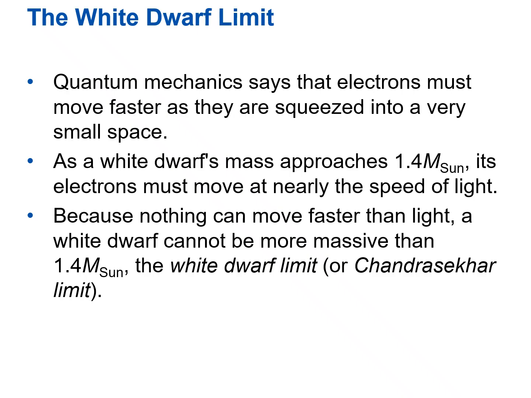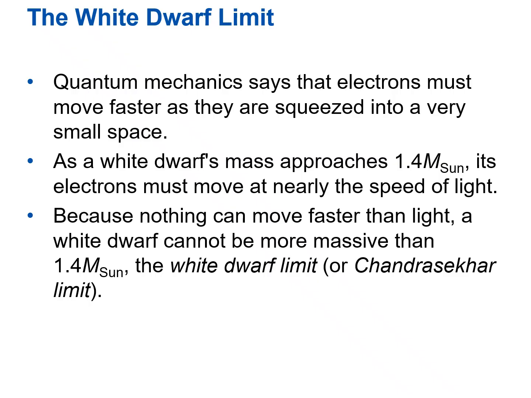If the white dwarf has a mass of about 1.4 solar masses, then those electrons are so tightly confined into small spaces that according to quantum mechanics, they must be moving at the speed of light. But the speed of light is a speed barrier. Nothing can get up to the speed of light. And so it all kind of falls apart. That's a barrier that it can't reach.